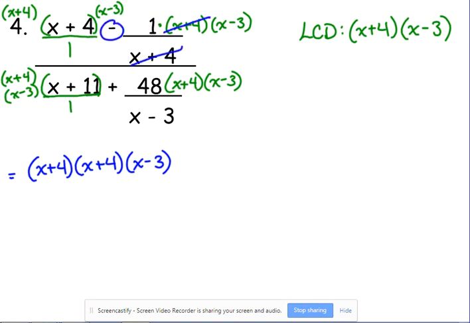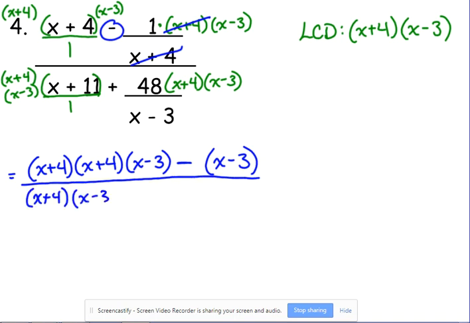In the second one, first of all, it's minus. Okay. The second one, the x plus 4's cancel, and we've got 1 times x minus 3. Well, I'm just going to leave the x minus 3 in parentheses because it follows a minus sign. So leave it in parentheses. Over. Nothing canceled in the first one. X plus 4, x minus 3, x plus 11. This one was plus. Here, the x minus 3's cancel, so we've got 48 times x plus 4.